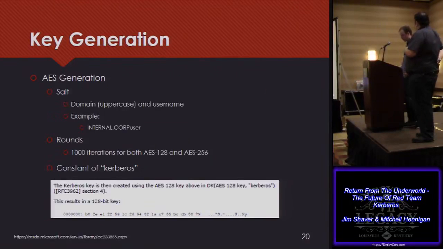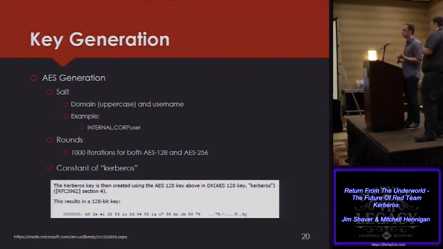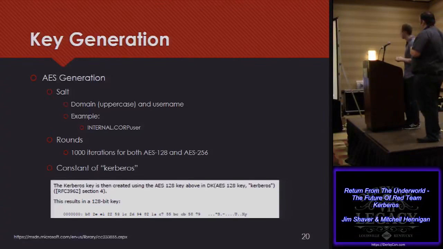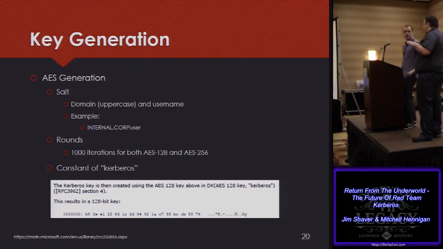So as part of that PBK function, AES defines several things. Again, it's going to be the salt, so that's going to be the domain, and then username. You're going to take out the backslash. Both AESs are going to use 1,000 rounds of AES, and then that constant we were talking about earlier is going to actually be the word Kerberos. That's defined in MS-Kyle, so you can actually see the screenshot out of the RFC there. They literally take the key and mix it with the word Kerberos.